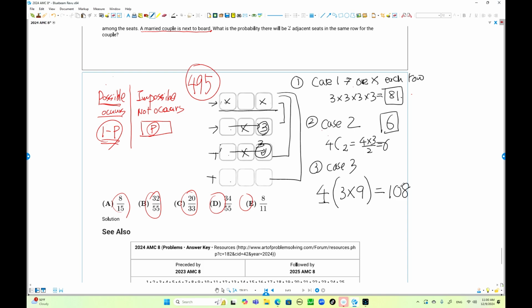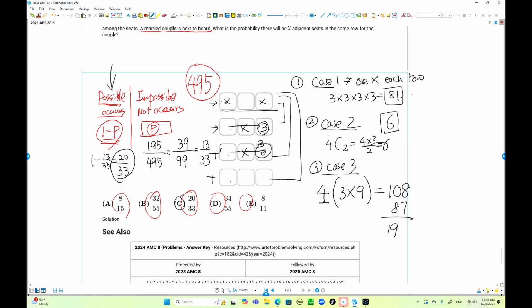Those are the cases, only 3 cases this way; if we go the other way, it's more than 3 cases. So the valid cases total 81 plus 6 is 87, plus 108 is 195. What is the probability? 195 over 495. Divide by 5 gives 39 over 99, divided by 3 again gives 13 over 33. The other side is 1 minus 13 over 33, which equals 20 over 33.